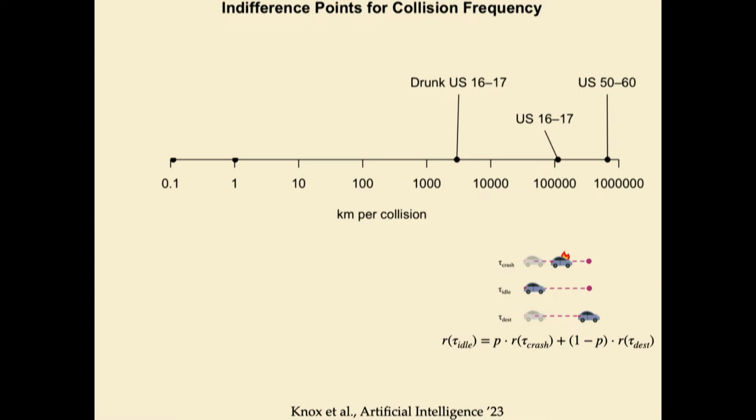Now, where do the reward functions that they tested show up on this plot? Well, they're all the way over here. So driving about, in one case, 100 meters before an expected crash. In the other case, about 1 kilometer before an expected crash.